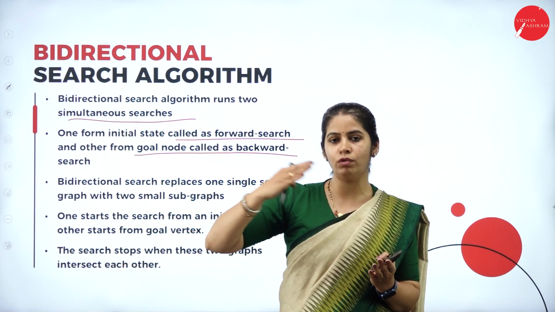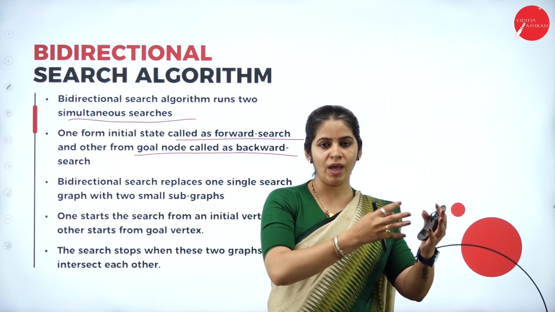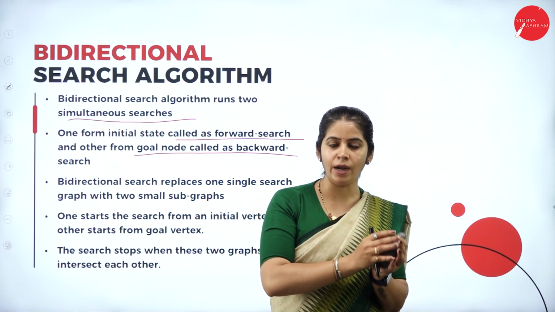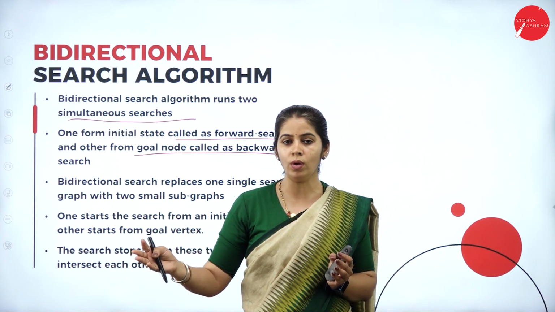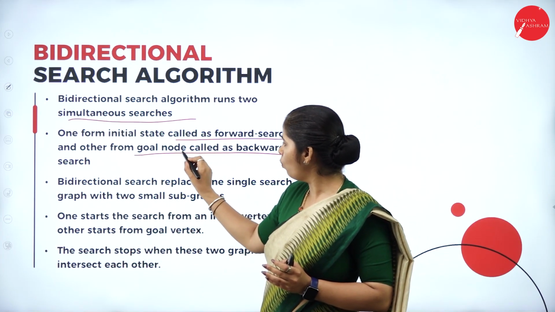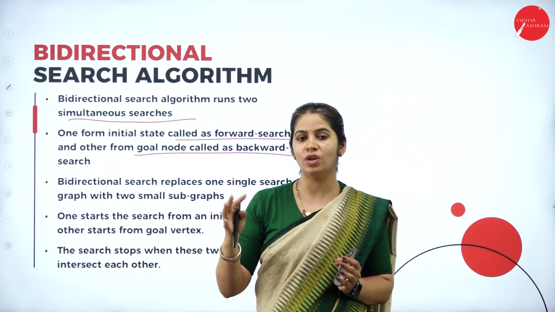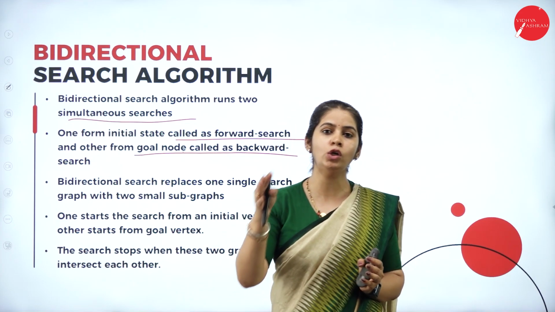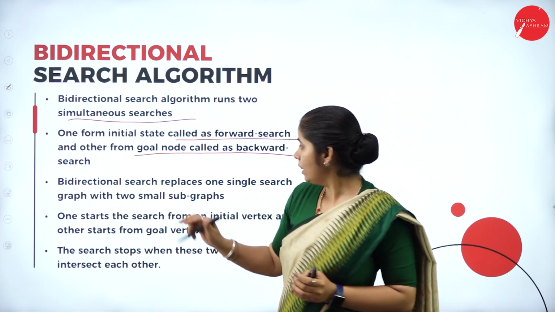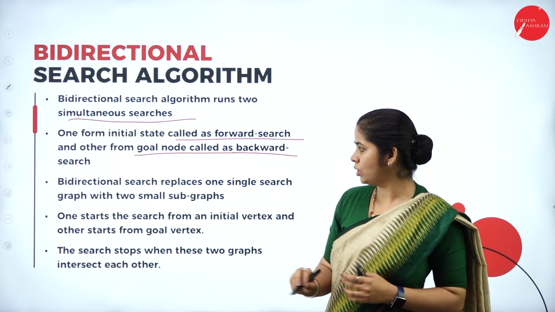From the start node we have to reach the goal node. So we start our search from the start node towards the goal node, and here we have one more searching method, backward searching. From the goal node we try to reach the start node. That is called backward searching.